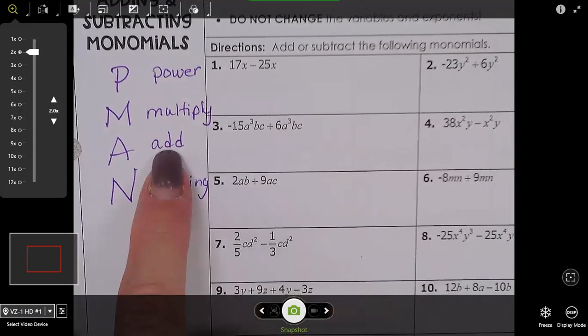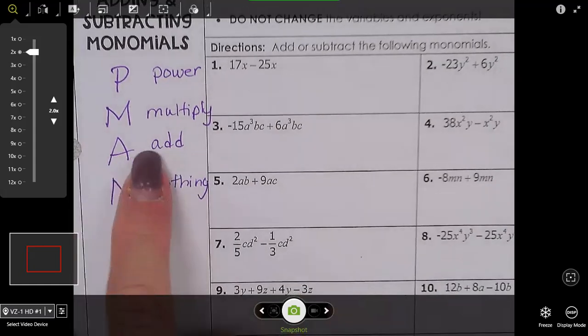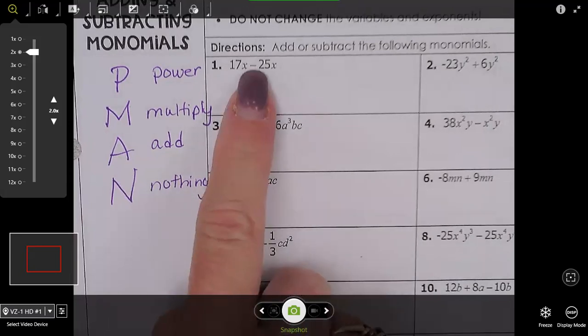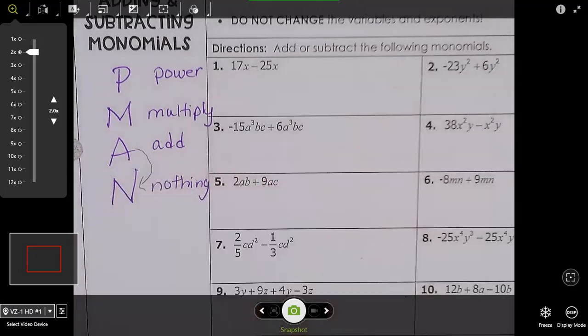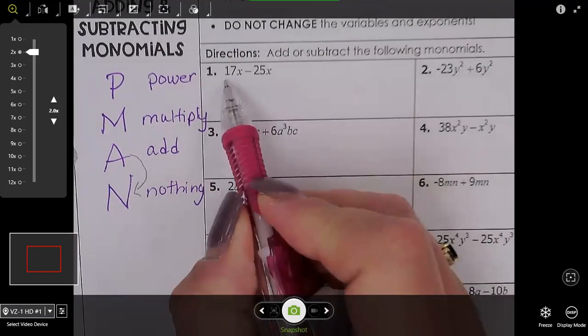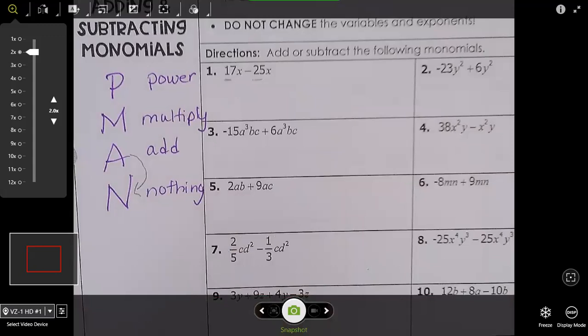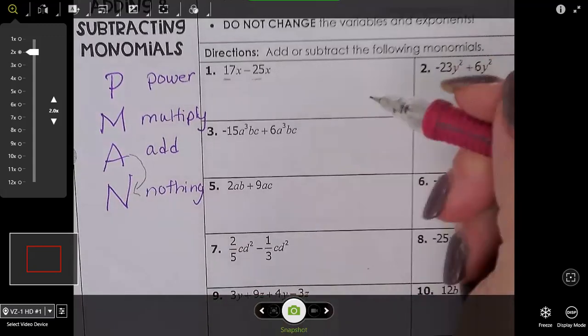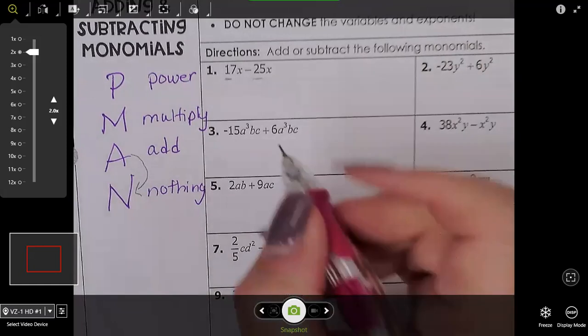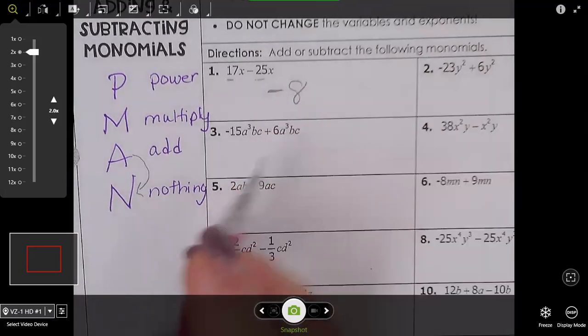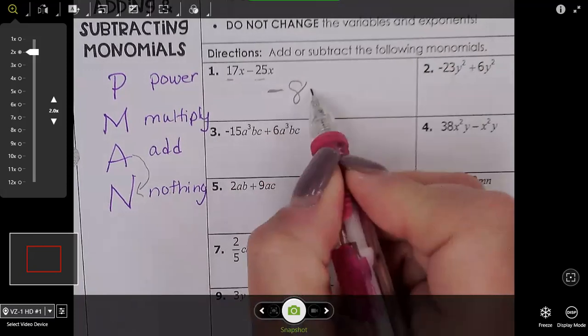Okay, but here's what we're going to incorporate with our P-Man. We're adding these guys, right? So if we're adding them, we're going to do nothing to the x's and the exponent. We do nothing. So if I add, I'm doing nothing. So that means I'm just going to go ahead and combine like terms. 17 minus 25. Philip, I know you have Desmos up. What's 17 minus 25? Okay, so I have -8, and we do nothing to the x except write it down.